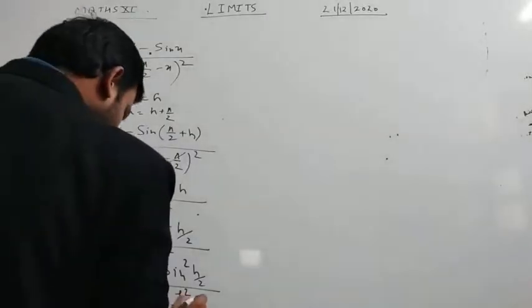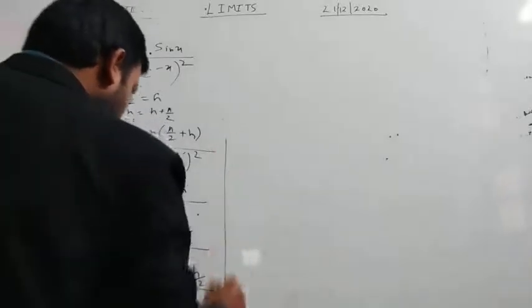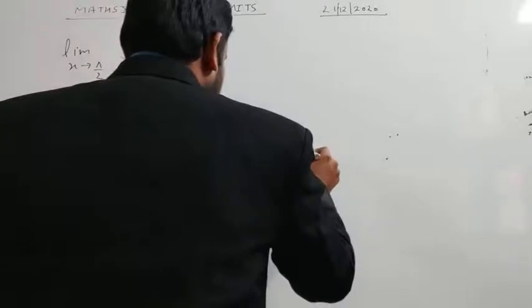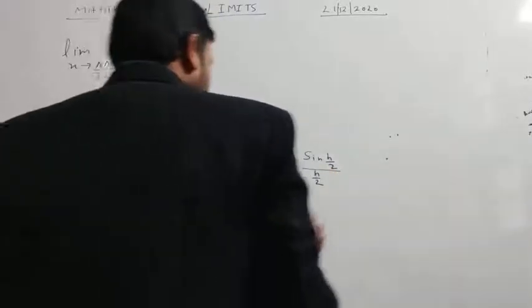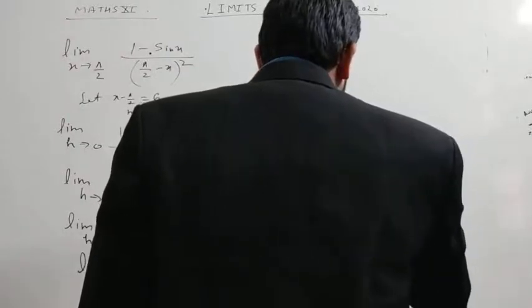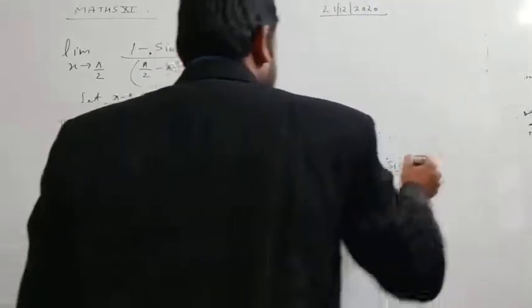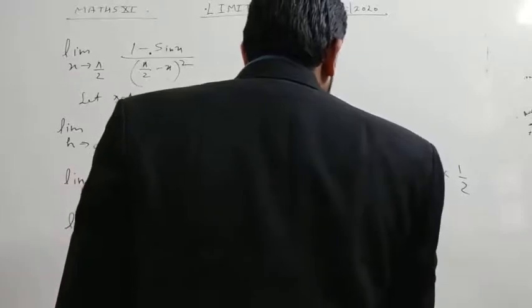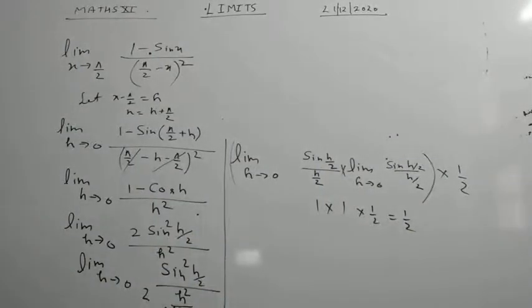So this we can write 2, and this is 2. So limit h tends to 0, this is sin h by 2 by h by 2, and limit h tends to 0, sin h by 2 by h by 2, and into 1 by 2, so this is 1 and 1 into 1 by 2, which is 1 by 2. Okay, student, I hope you understand.